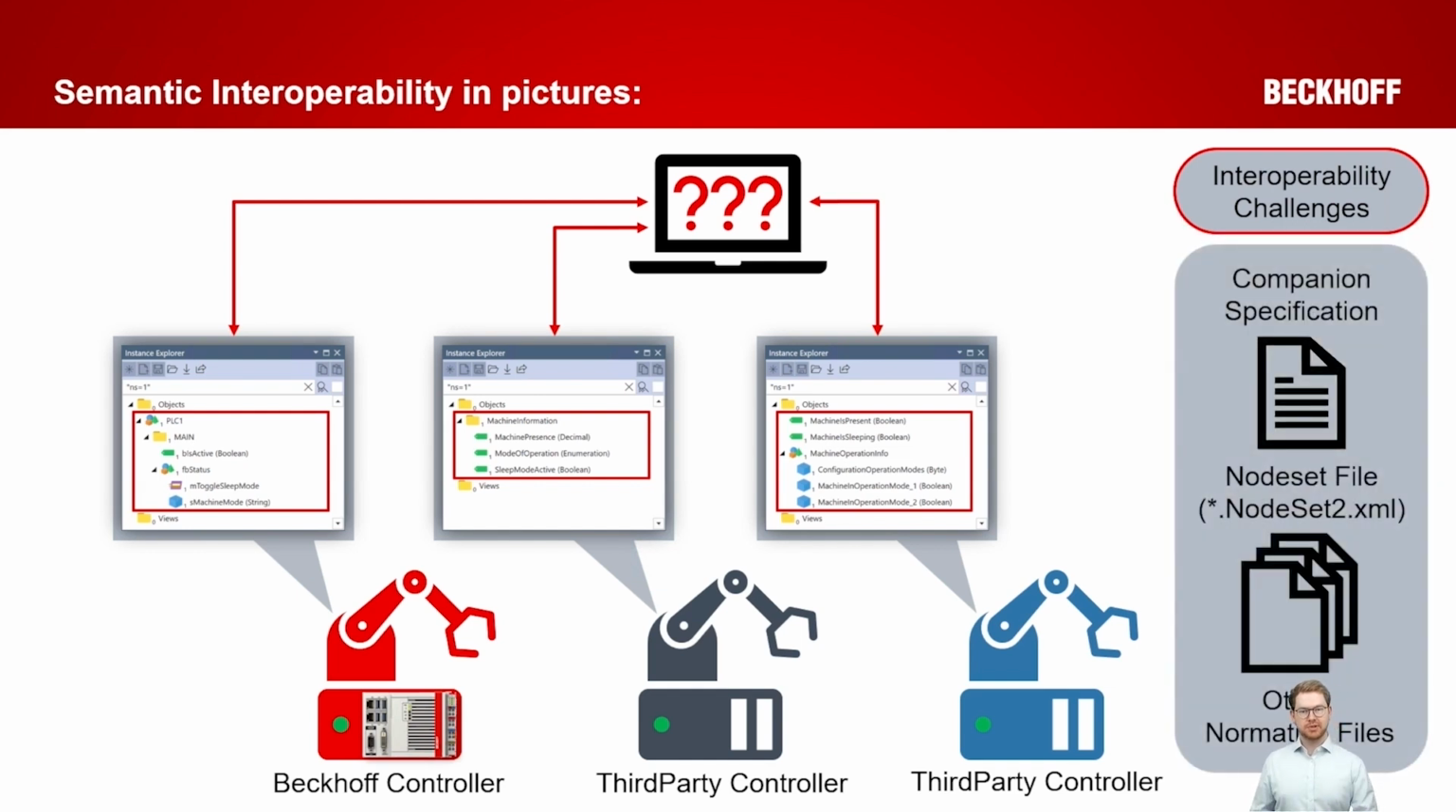Because, as mentioned before, companion specifications standardize those things. A companion specification usually consists of a Nodeset file, which is the machine-readable XML file, and other normative files like PDF documents that explain what the types mean, how they should be used, and in general how the specification is to be interpreted.